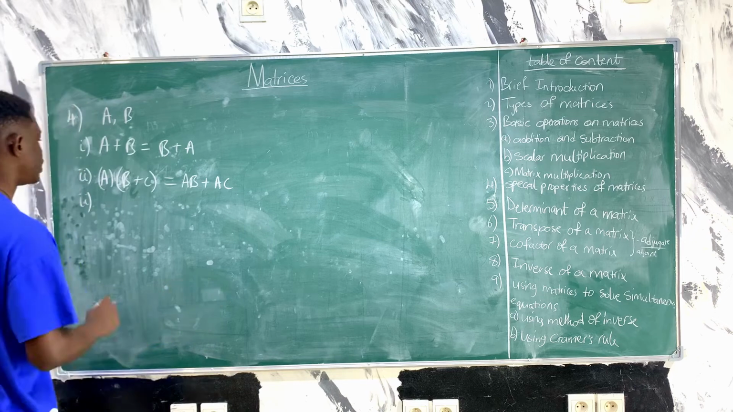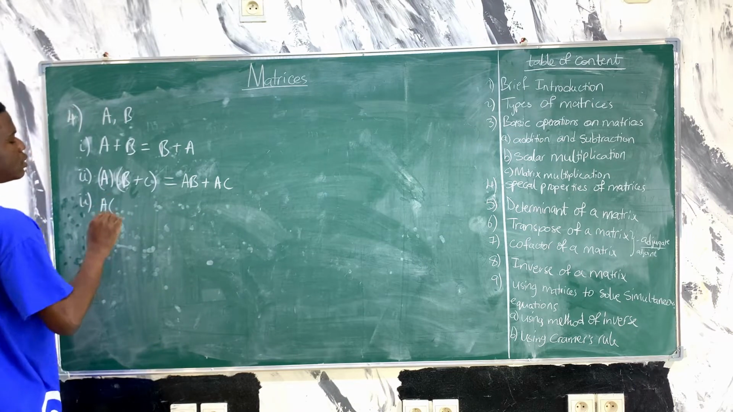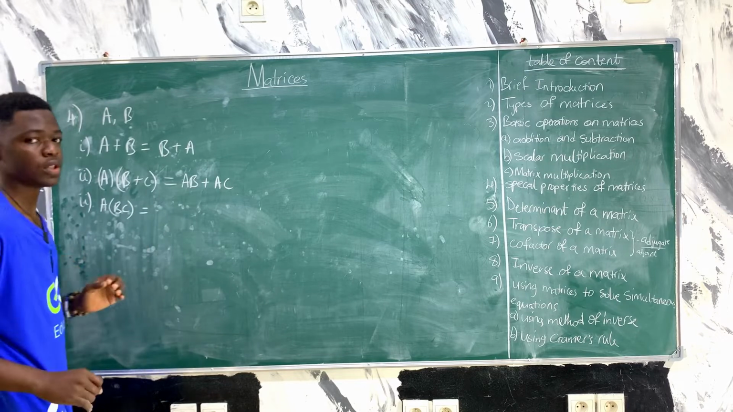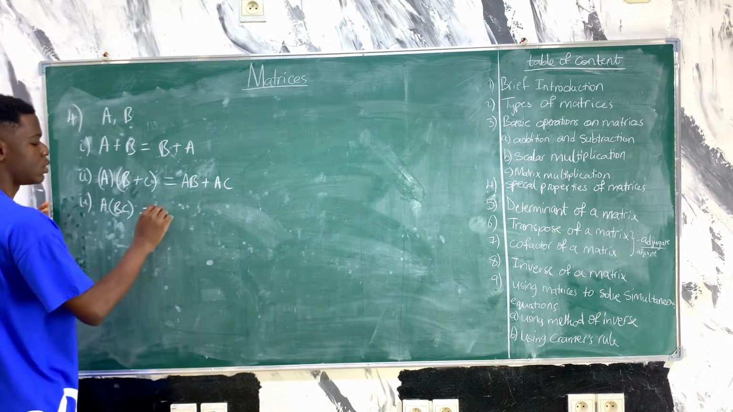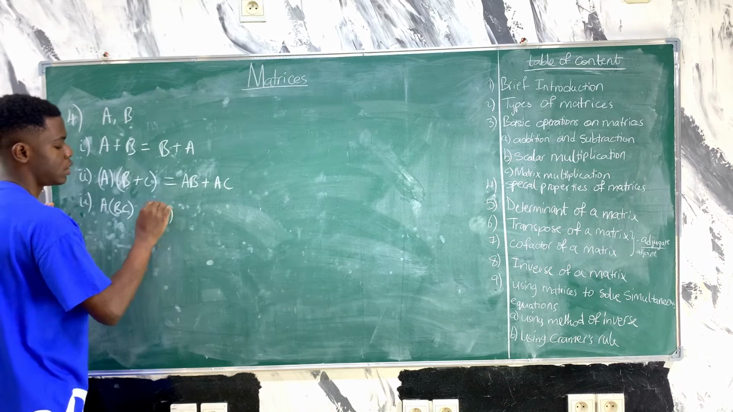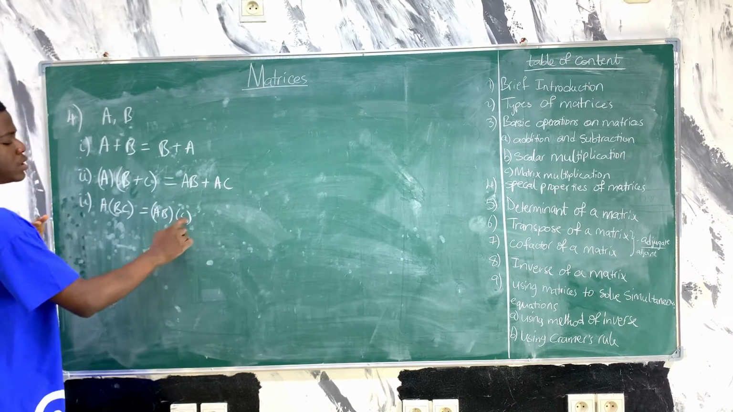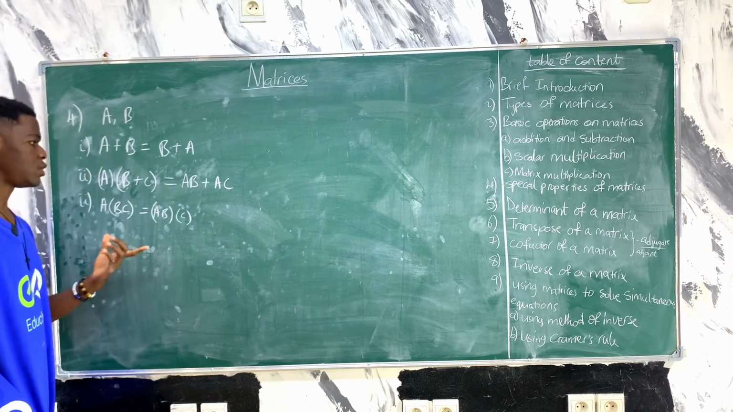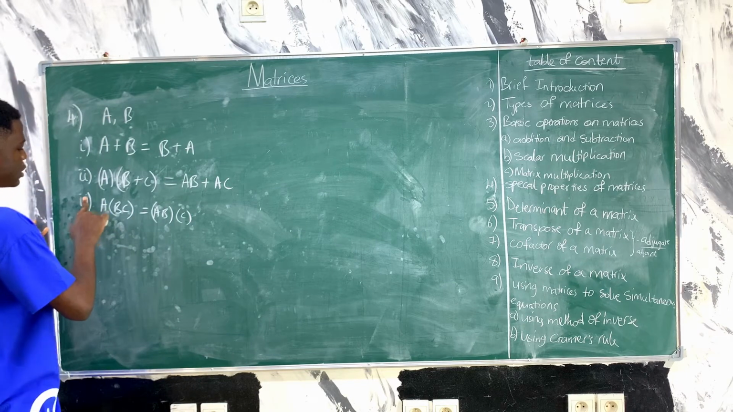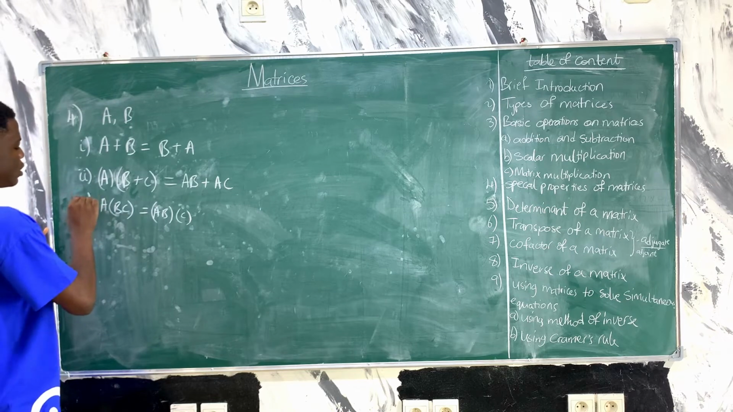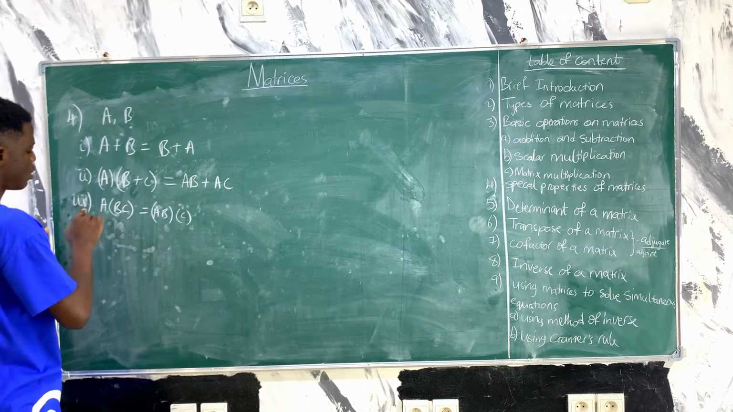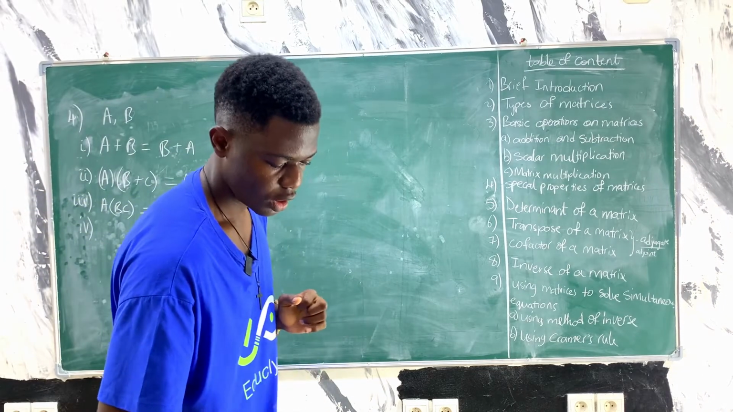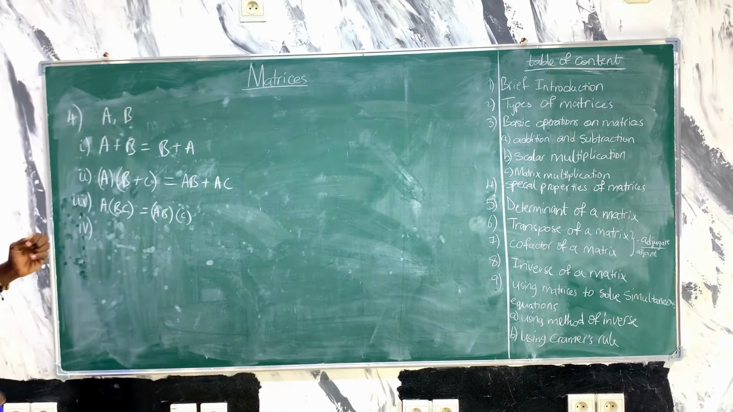Now, the next property: if you have A into BC, it is the same as if you take these two, AB, and multiply by C alone. This is the associative property. Associative property, this is actually Roman 3. Okay.